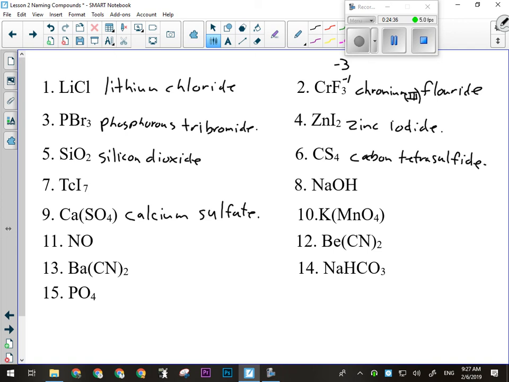Okay, for number 7, we have technetium and iodine. Technetium is a metal. So this is an ionic compound, so we have technetium iodide. Number 8 has a polyatomic ion in it, because it has 3 elements in the compound. The metal is sodium, so I just write that, sodium. And then I have to look up what OH is on my table of polyatomic ions. OH is called hydroxide. So this stuff is sodium hydroxide.